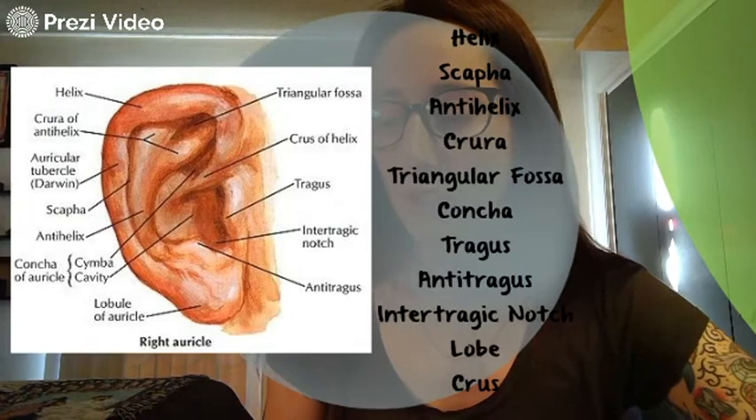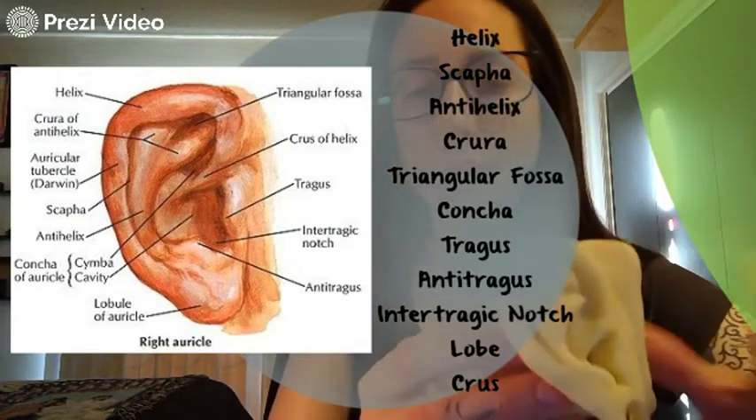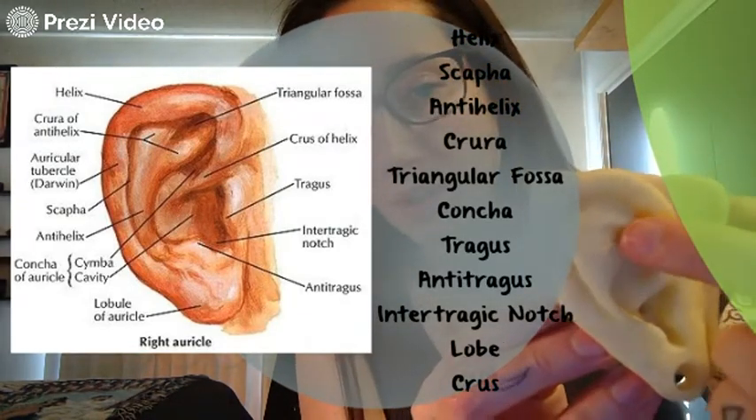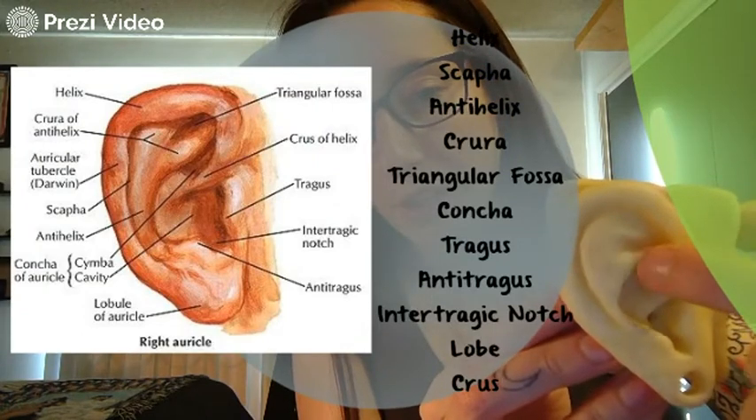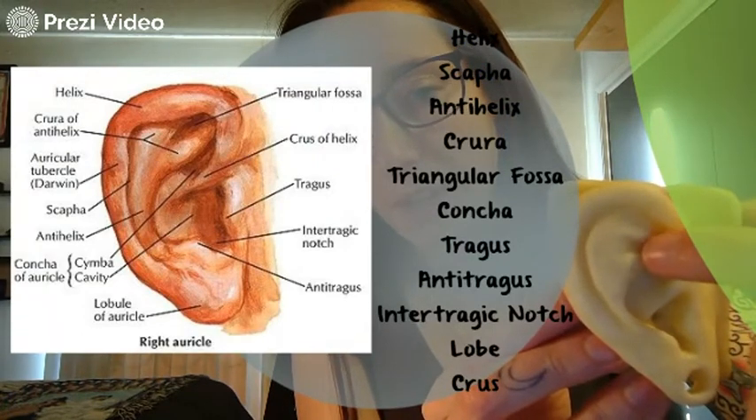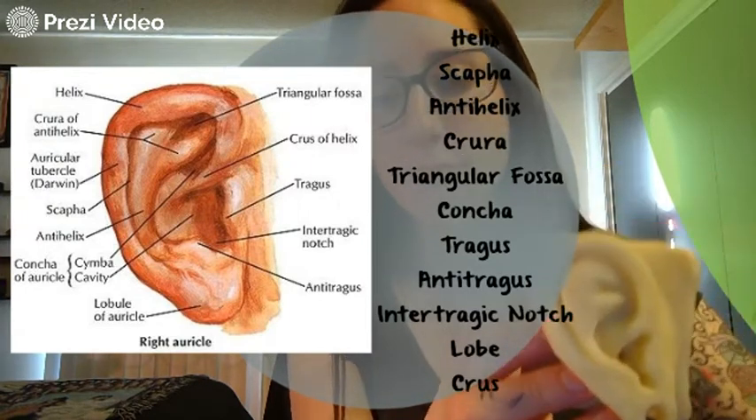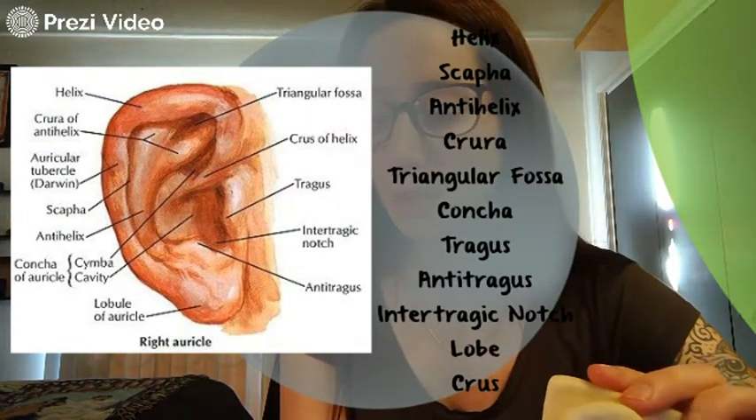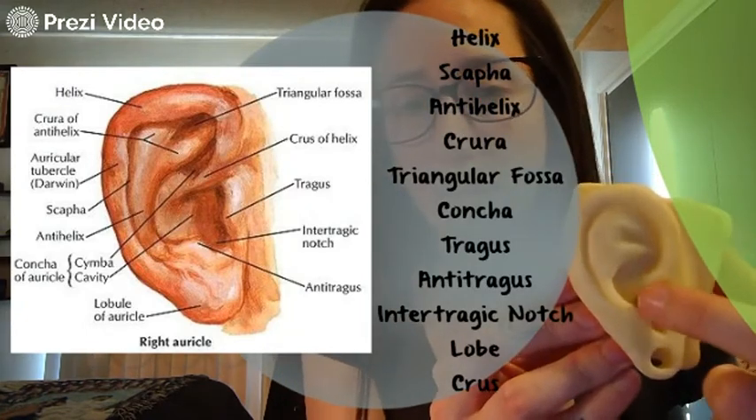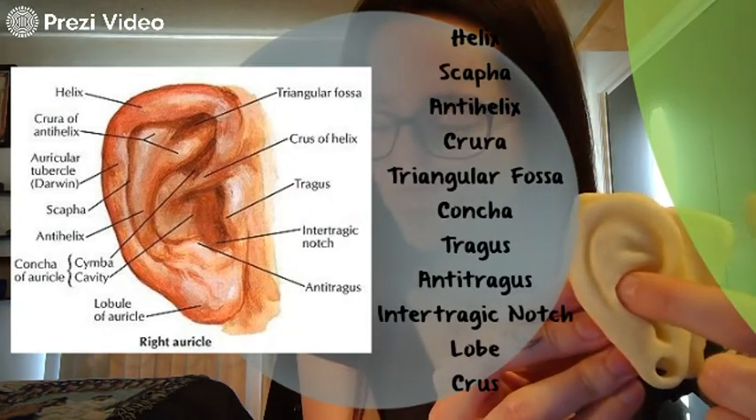The crura is the superior and anterior bifurcating branches of the helix, which you can see right here. It will bifurcate in the center, and then that bifurcation between the two is called the triangular fossa. Next is the concha, which is going to be the deepest depression of the ear, located right here.